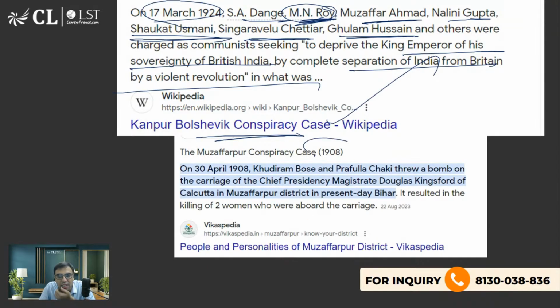And Muzaffarpur case 1908 बहुत famous है, Prafulla Chaki and Khudiram Bose tried to attempt to kill the district judge, which chief presidency magistrate was a judge actually, Douglas Kingsford of Calcutta, but he actually survived because there was some other person in the carriage. तो उस समय कार नहीं होती थी, पालकी टाइप की carriage होता था ना, उसी में जाते लोगों ने समझा कि ये जज साहब है, अटैक हुआ, but there were some other women, not the judge.